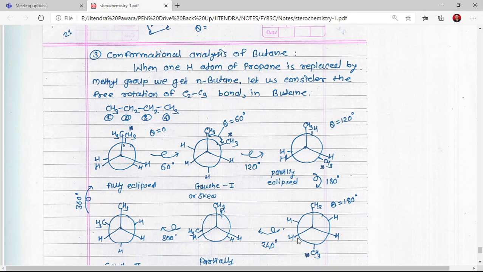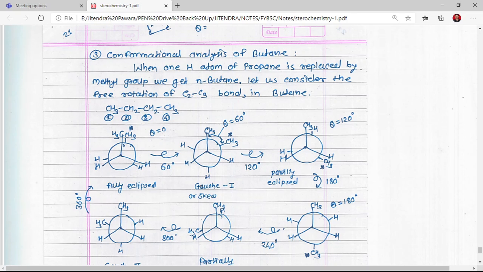So now here again we are rotating by 60 degrees, so the CH3 group will come here. Now this is your partially eclipsed conformation. It is called partial eclipse because it has two CH3-H interactions and one H-H interaction.